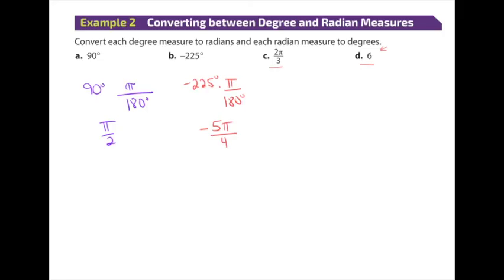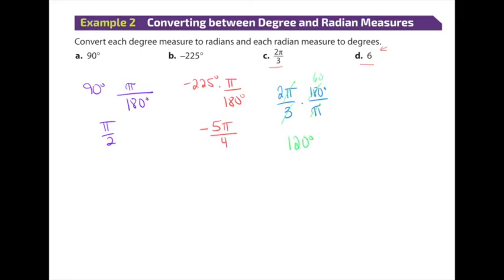So for these, I'm going to flip it. This was 2 pi over 3. Instead of pi over 180, I'm going to say 180 degrees over pi. Most of the time, which is why the last one looks weird, you'll see that pi in your original and it's going to cancel out, right? You can reduce this, and you're going to get 120 degrees.